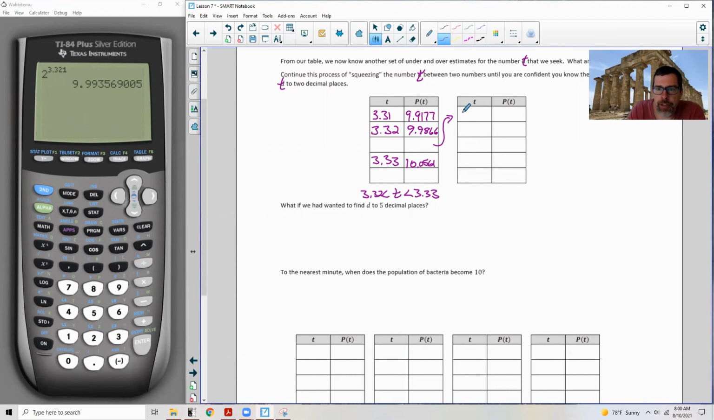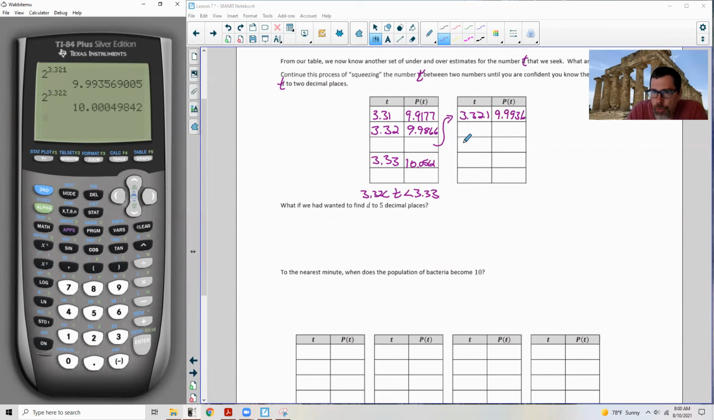My apologies there. It is 3.321. Okay, I'm going out to the 100th on this number here, and that is 9.9936. Okay, not 10 yet. Let's keep going. 2 to the power of 3.322, enter, and we're over.